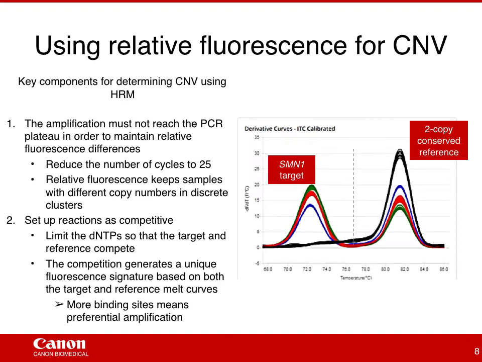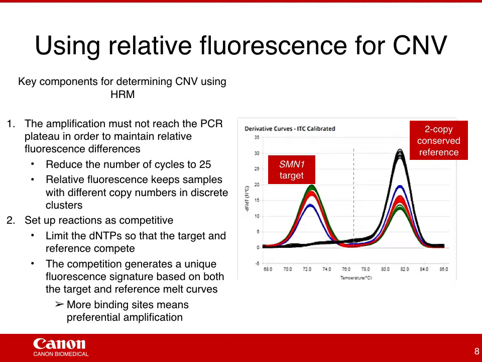While HRM can be used to detect SNPs, quantify changes in methylation levels, and characterize genomic repeats, let's look specifically at how HRM is used to determine copy number of a particular gene of interest. In order to use high-resolution melting for copy number variation, there are two key components related to assay design that must be understood. First, relative fluorescence values must be maintained to segregate samples with different copy numbers.